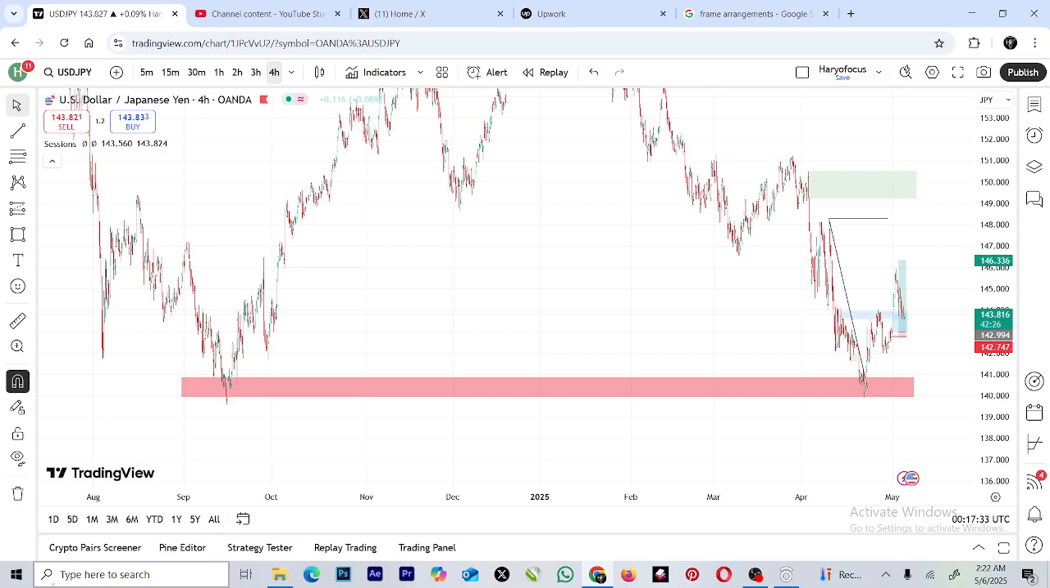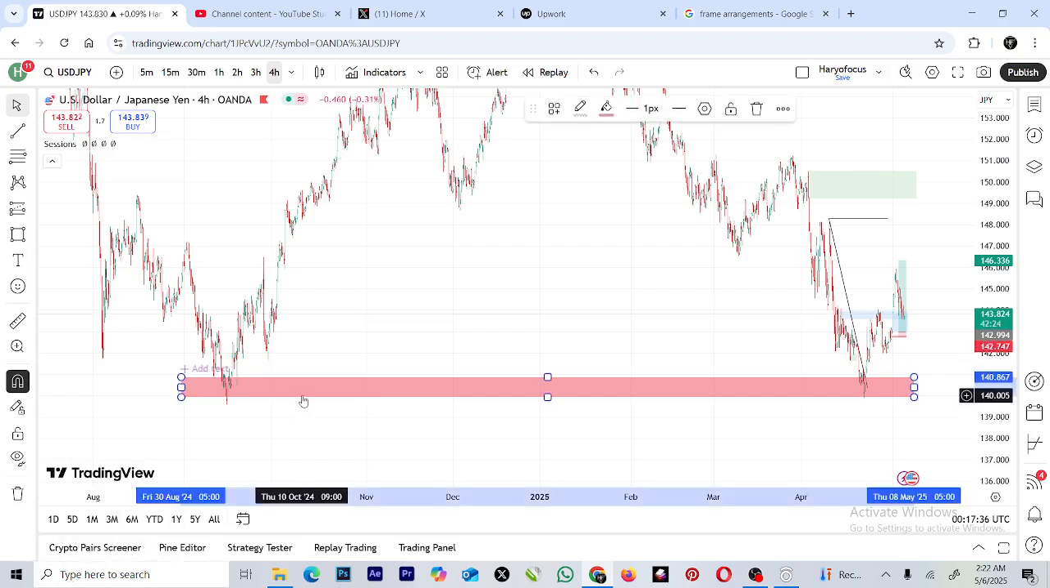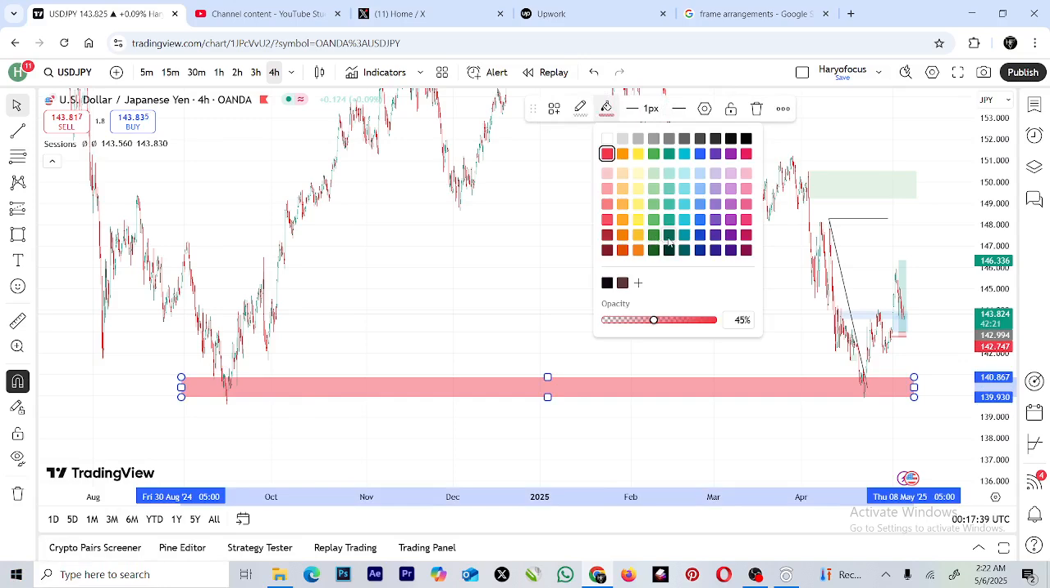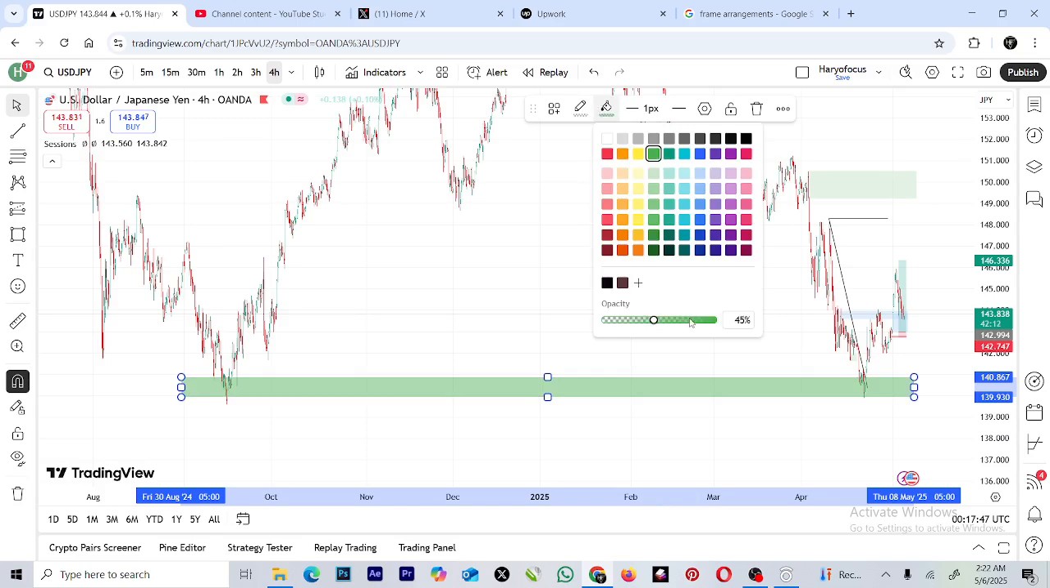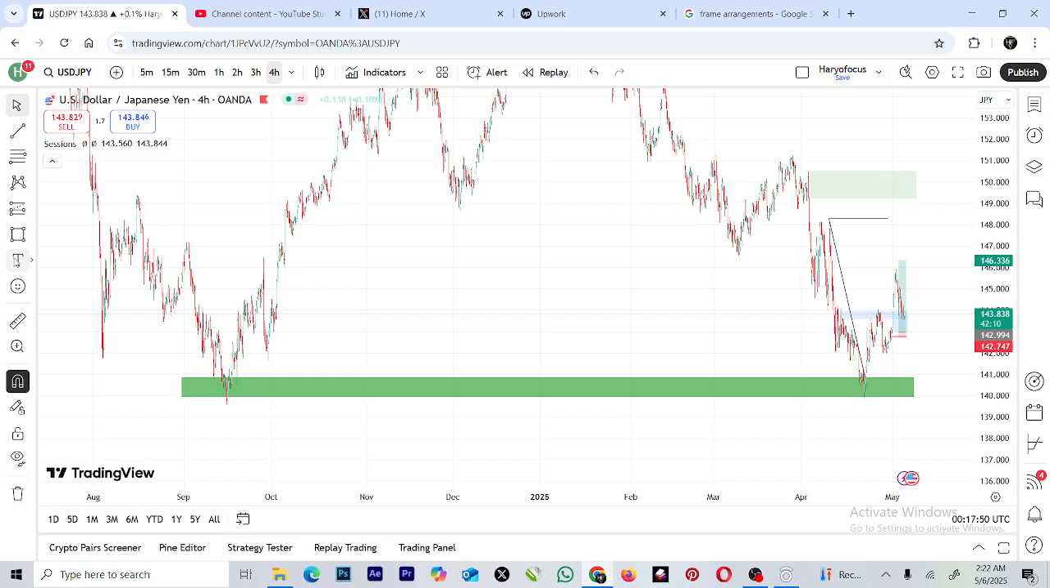So this is our support level. You can see it like this. This is our support level.